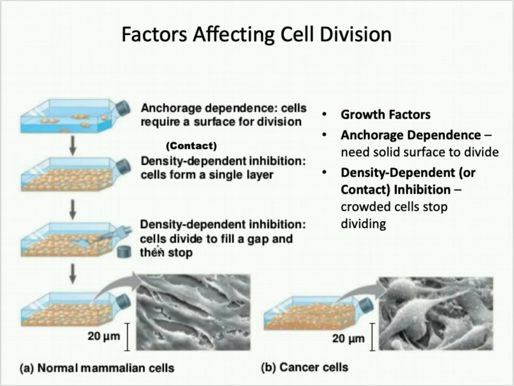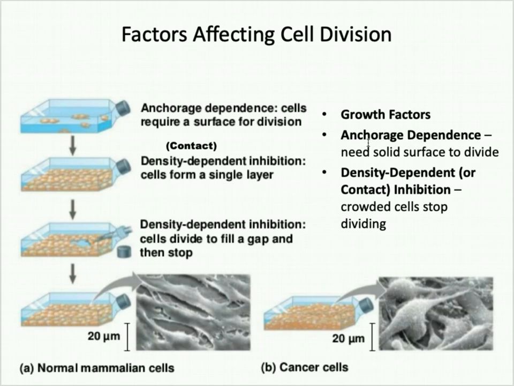So there are other factors that affect cellular division. One we talked about just now is growth factors. These are chemicals, substances that will signal the cell that it's time to divide. And if there are no growth factors available or present, then the cell doesn't divide. It'll just go and carry out its normal functions.